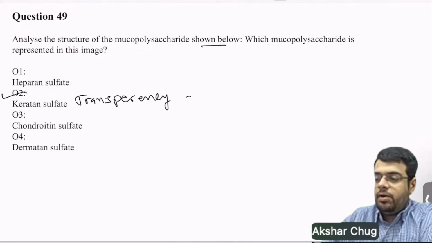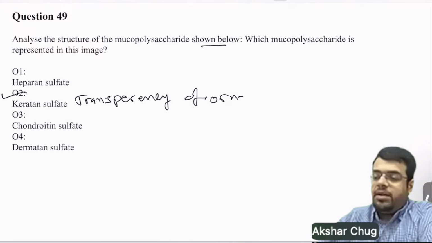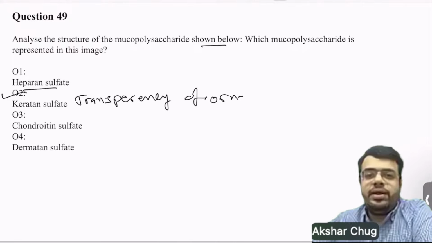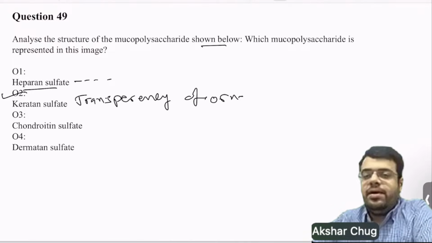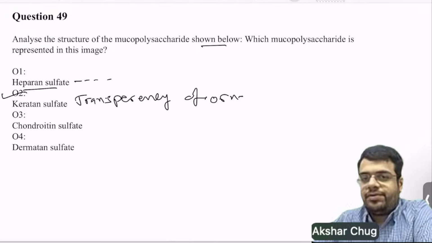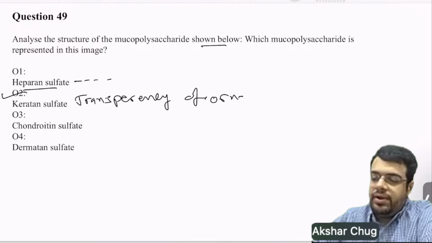Heparan sulfate is used in the basement membrane of the kidney, and it is negatively charged and repels the negatively charged proteins from filtration. Whereas chondroitin is present in the cartilage and dermatan sulfate is present in the skin.